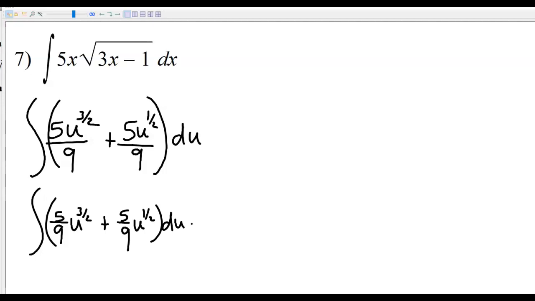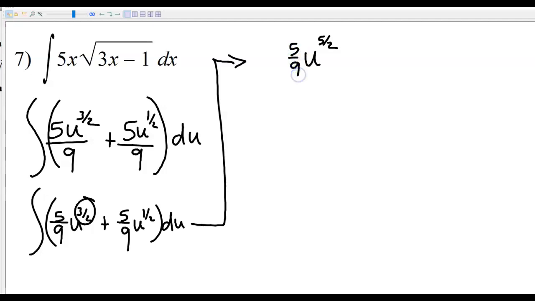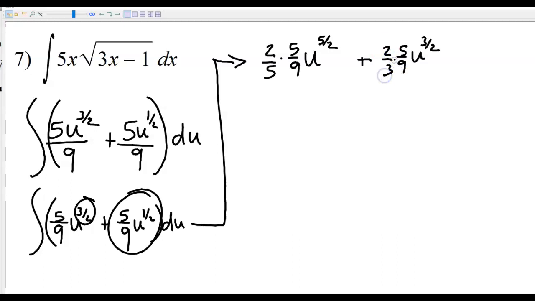All right, so continuing. So now we're going to integrate. So we add 1 to the power, which means you do top plus bottom. Keep the bottom the same. And then we multiply by the reciprocal of that number, which is 2/5. Plus, repeat here for this one as well. We're going to add 1 to the exponent. And then we multiply by the reciprocal. Don't forget your plus c. Simplify.